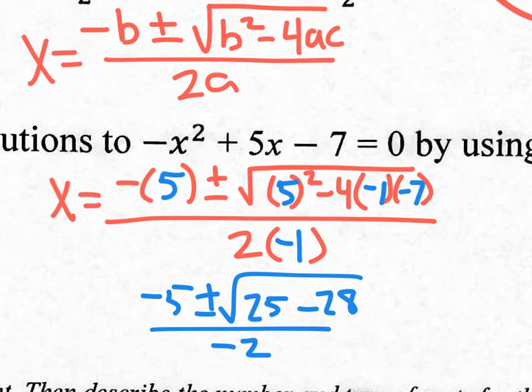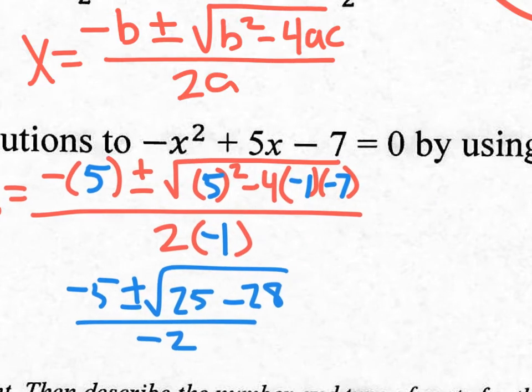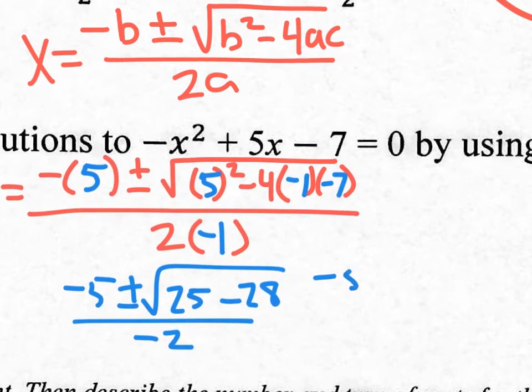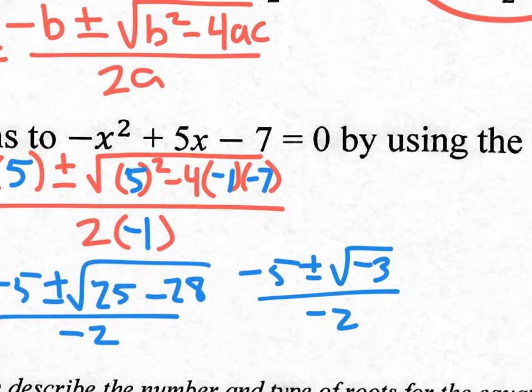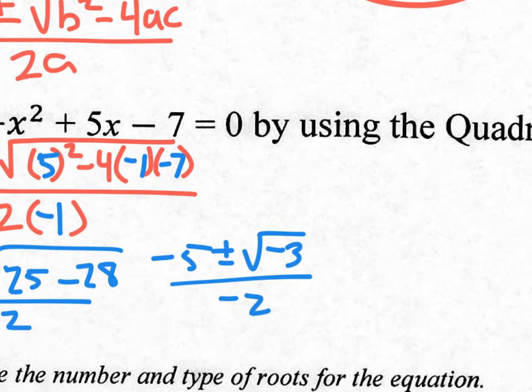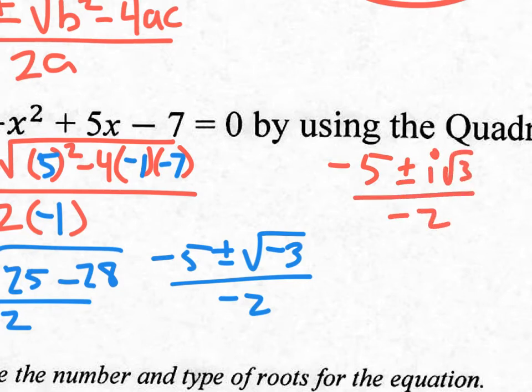So when we continue working here, the 25 take away 28, that's going to be -3. So you're going to end up with -5 plus or minus the square root of -3 over -2. Now the square root of -3, the 3 you can't simplify, but the negative, you're supposed to pull out the i from there. So moving it over, you are going to end up with a -5 plus or minus i square root of 3 over -2. Now because there's an i, you have to split it.